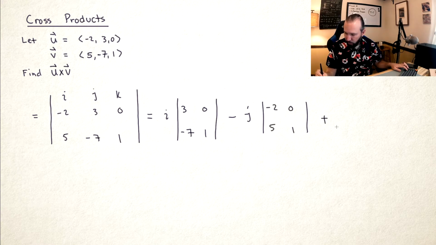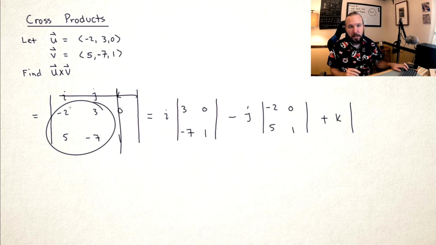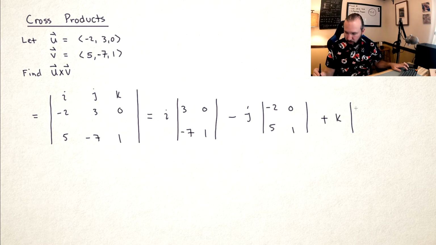And now just one more here with k at the end. So I'm going to cover up this row and this column, and I'm just going to use the numbers that I see there. So -2, 3, 5, -7. Okay.